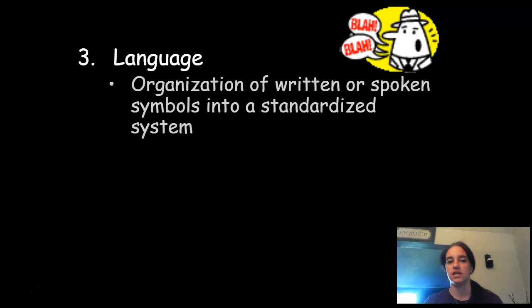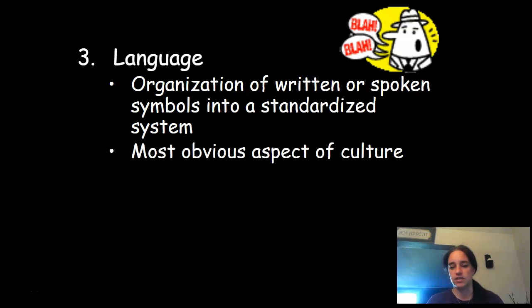Okay, so the next area of culture is language. Language is your organization of written or spoken symbols into some type of standardized system so that we can communicate basically any idea that's out there. It is probably the most obvious aspect of culture and the one that we think of whenever we reference culture.